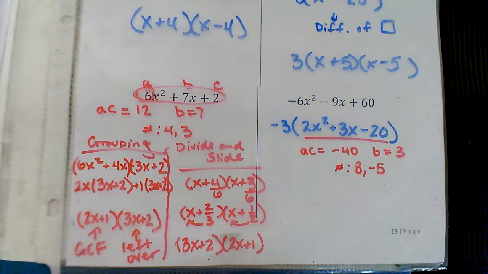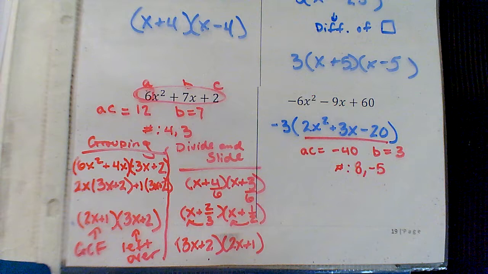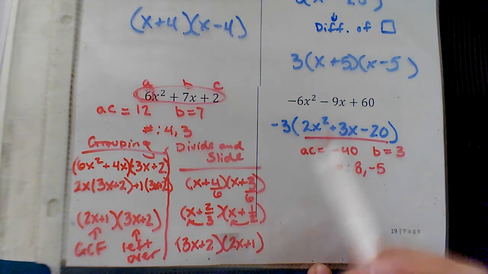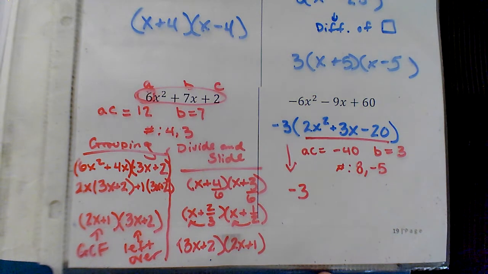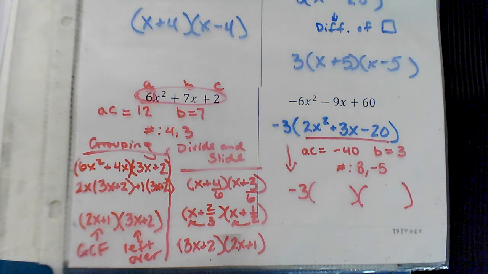Now, since you have either tackled this by grouping or divide and slide, just by show of hands, who did divide and slide? Kind of the majority. Grouping? Few? Okay, I'm going to show this by divide and slide because that's what the majority did, but if you did grouping, you still should have gotten the same thing. Okay, so we're all on the same page. The kicker is, I'd be willing to bet at least one of us did this in here, you cannot forget the negative 3 that you originally pulled out. Okay? That's still a part of the problem.